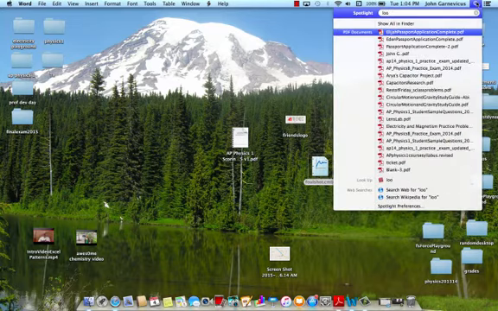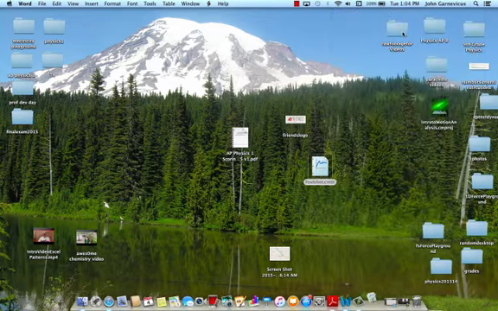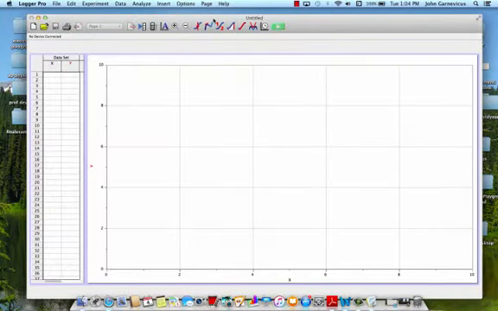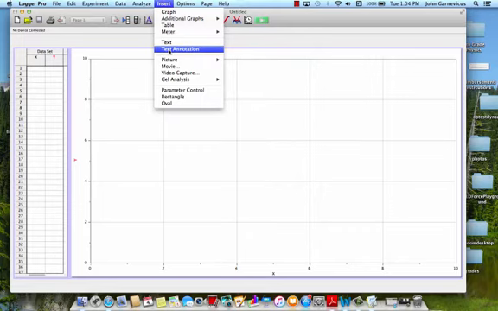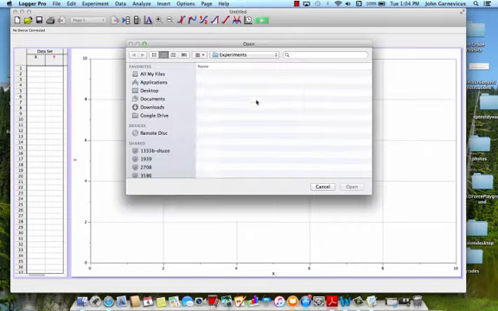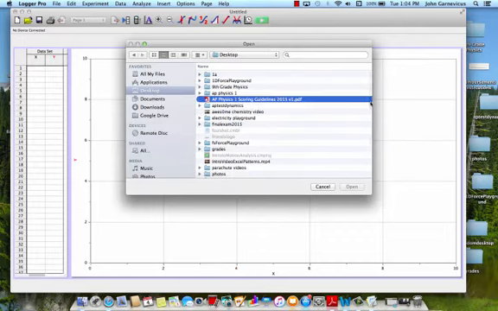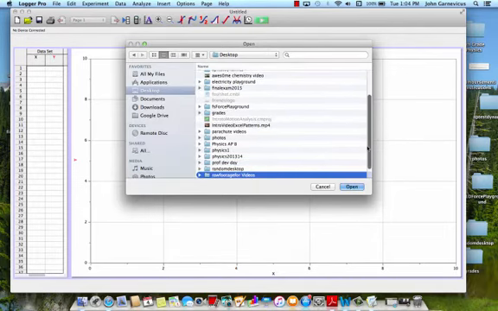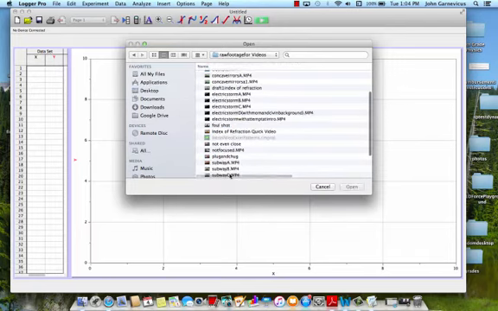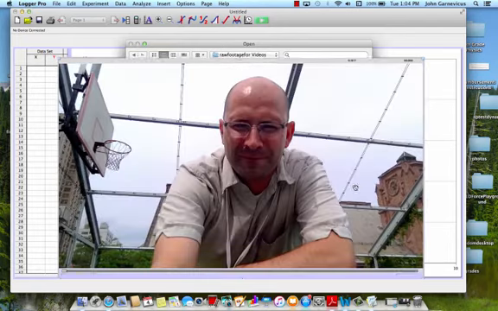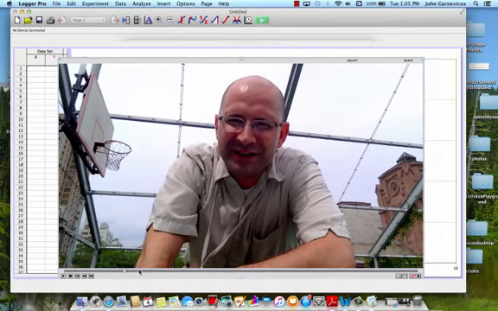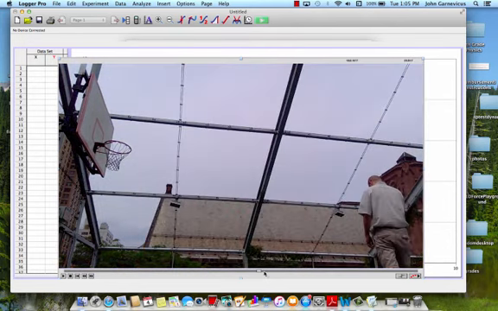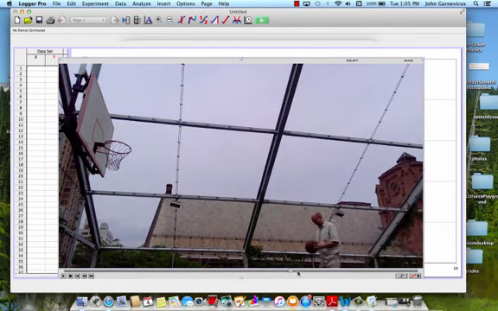So I'm going to find Logger Pro. I'm going to open up a file. First thing I'm going to do is insert my movie, which I've got in a video called Foul Shot. Alright, so it's brought it right in. I'm going to scroll ahead to the point where I can actually analyze the flight of the ball. Looks like it's right about there.